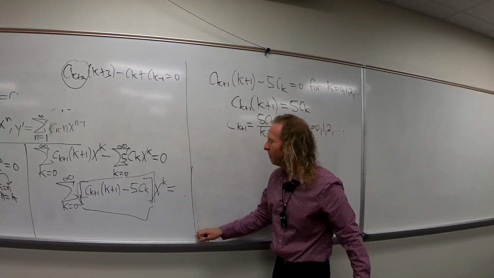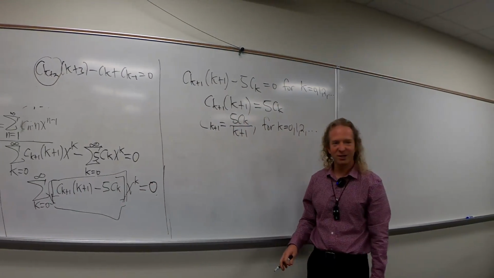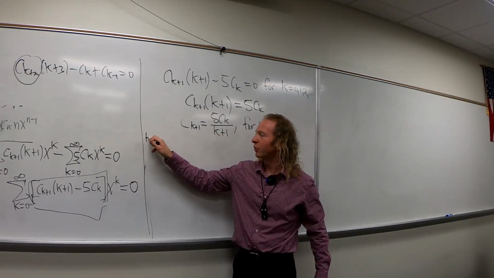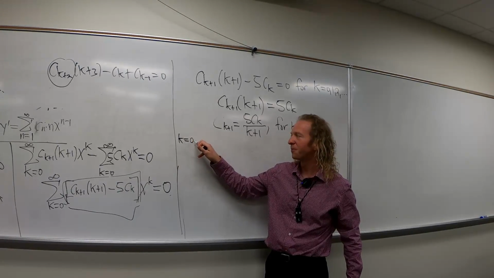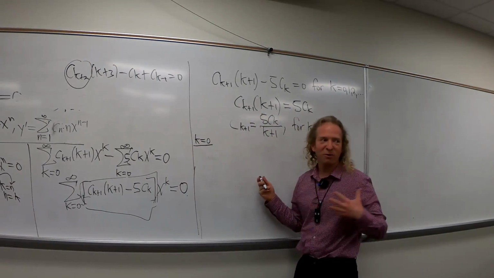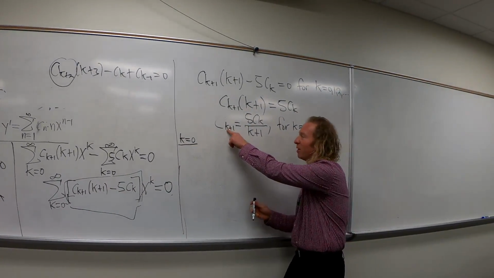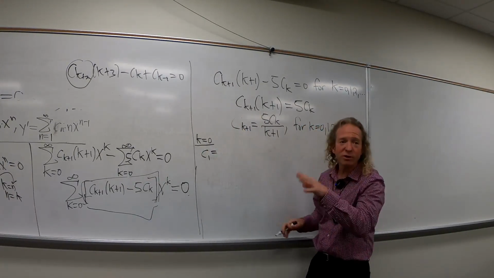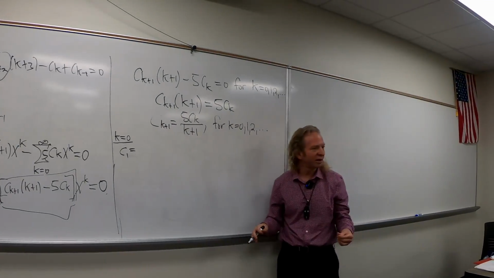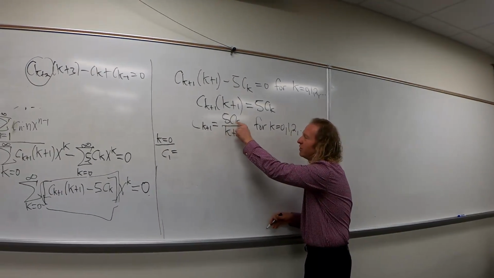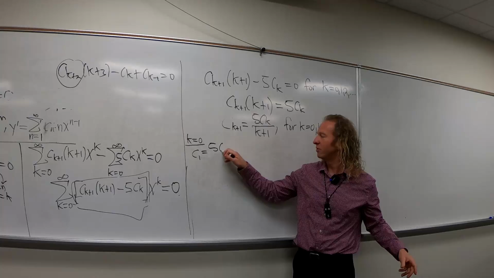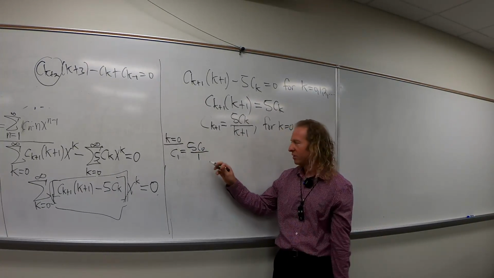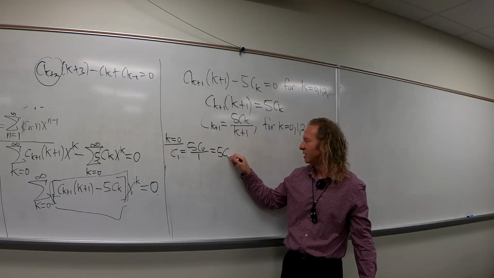When you're plugging stuff in, be super careful, because it's really easy to mess up. First we're going to plug in 0, so I'm going to write that down: k equals 0. The reason I write it down is so I don't mess up. So when k is 0, you get C1. And when do you stop plugging stuff in? When you find a pattern. So we get 5C0, and then 0 plus 1 is 1. So that's just 5C sub 0.